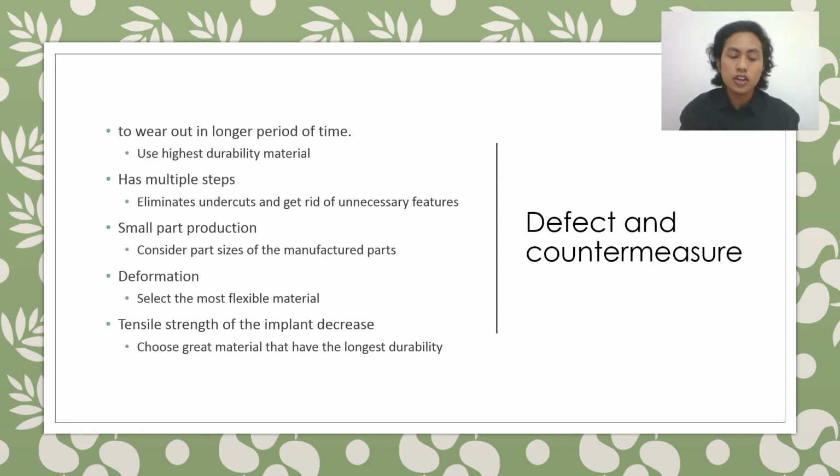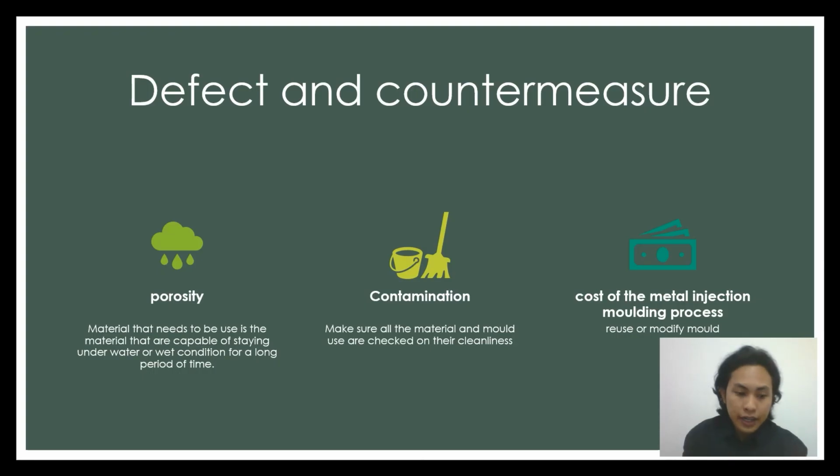So how we can solve this problem is to eliminate undercuts and get rid of unnecessary features, and try as much as possible to reduce cosmetic finish and appearance. Next, there is only small part production during the metal injection molding process. So we can consider the part size of the manufactured parts in the implant manufacturing process to avoid this problem from happening. But there are some other implications that could happen too, such as porosity, contamination, and cost.